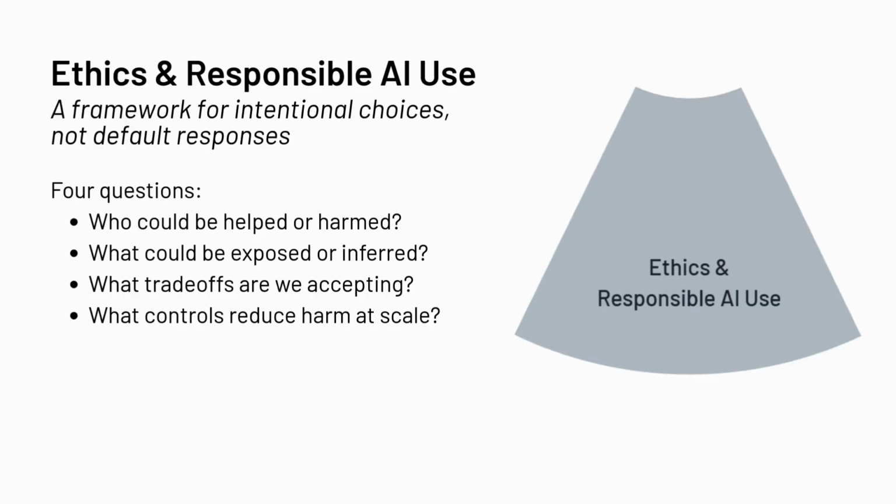We start ethics and responsible use by naming predictable failure patterns, especially bias, omissions, and confident errors. Then we build responsibility that works when people are rushed, tools are imperfect, and information is incomplete. We'll use 4 questions: who could be helped or harmed? What could be exposed or inferred? What trade-offs are we accepting? And what controls reduce harm at scale?